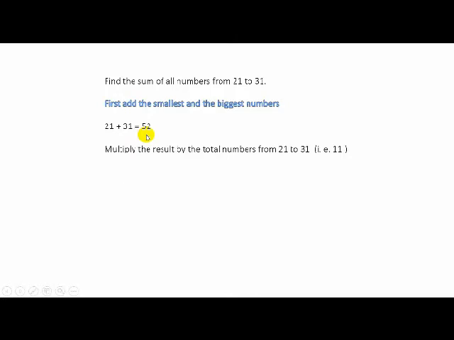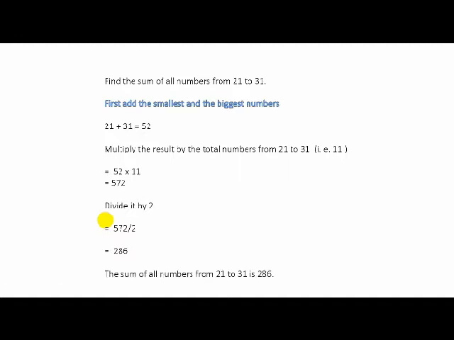Now we multiply this 52 by the total numbers. From 21 to 31 there are 11 numbers, and therefore we multiply 52 by 11, and that product you get as 572. In the third step, we divide this 572 by 2, and the result that we get is 286, and that's all, you got the sum of all the numbers from 21 to 31.